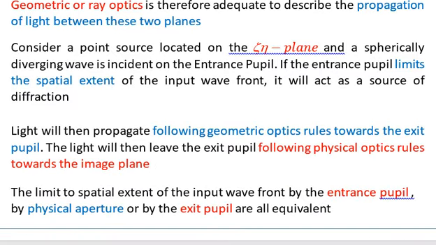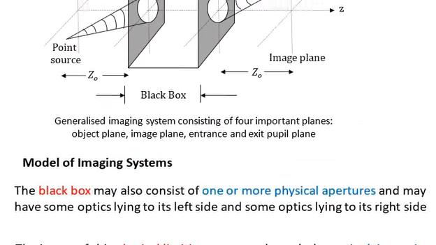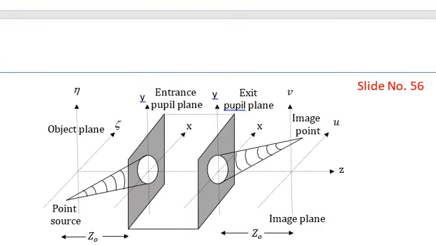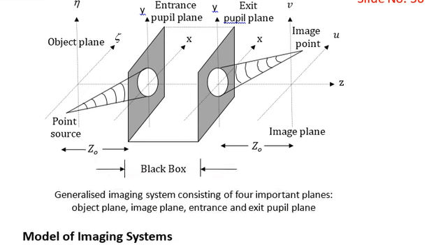Light will then propagate following geometrical optics rules towards the exit pupil. The light will then leave the exit pupil following a physical optics rule towards the image plane. So you see that here we have shown that a spherically converging wavefront is leaving the exit pupil and of course is focusing at the image point, at an image plane, in the form of an image point.